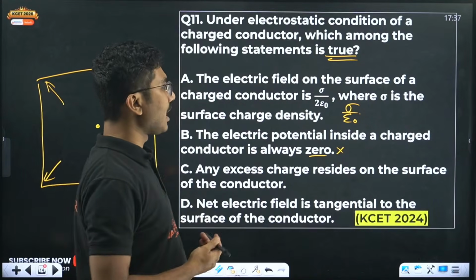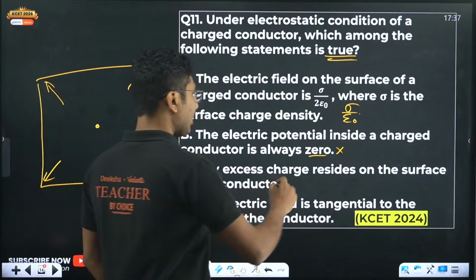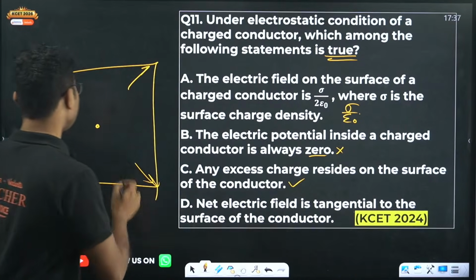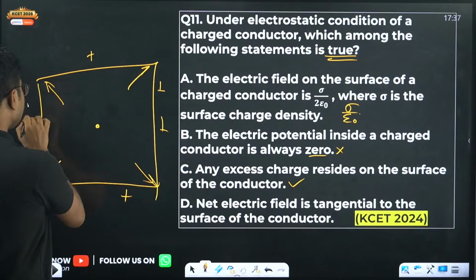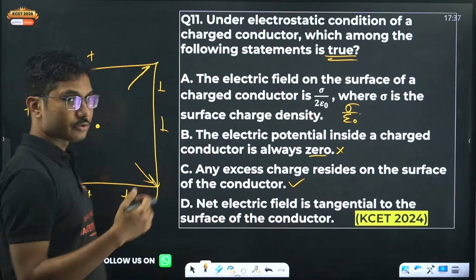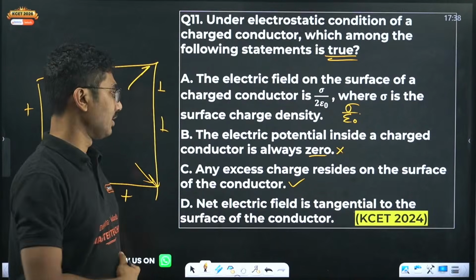Any excess charge resides on the surface of the conductor. This statement is correct. Whatever charge you give to a conductor, the charge will always stay on the surface. It will not go inside. This is also an application of electrostatic shielding.